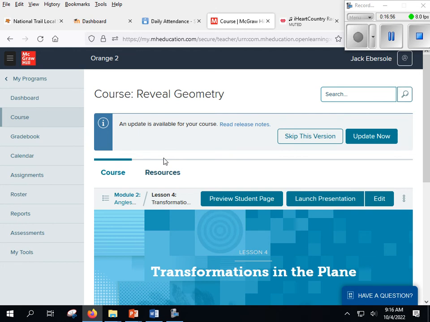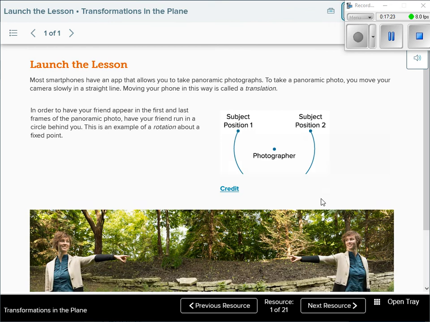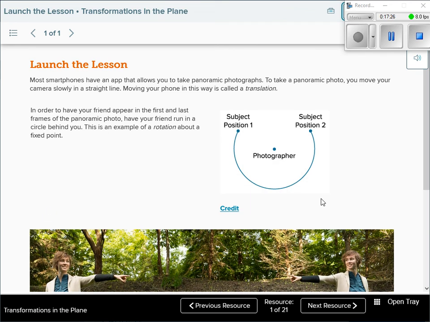So everybody else's look like that? It doesn't look like that? What's it look like? Module 2, and then lesson 4. That's what it looks like. Does it have this? Yes. It's got launch presentation? Yeah. That's what we want to do, so launch presentation.